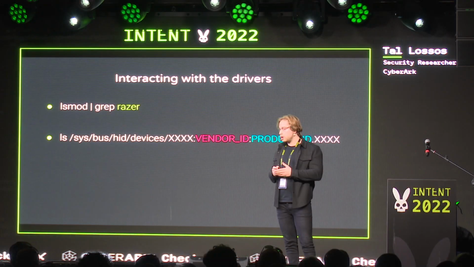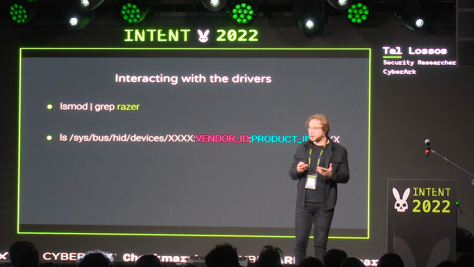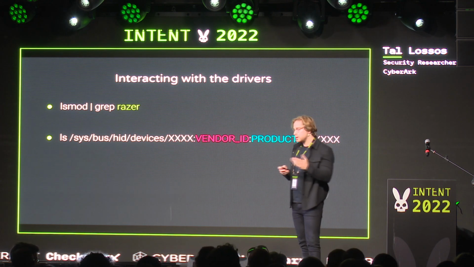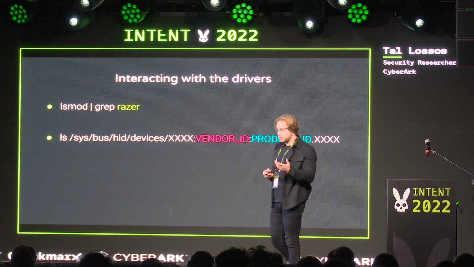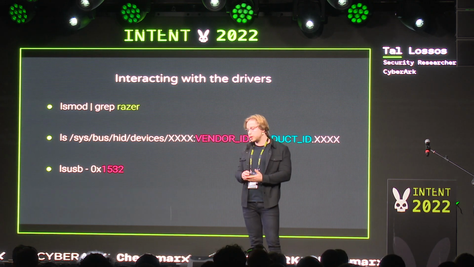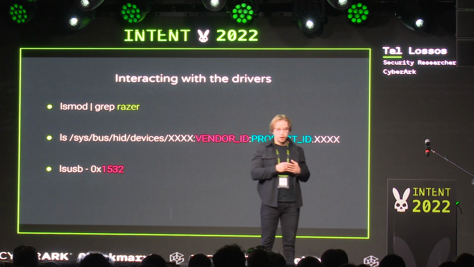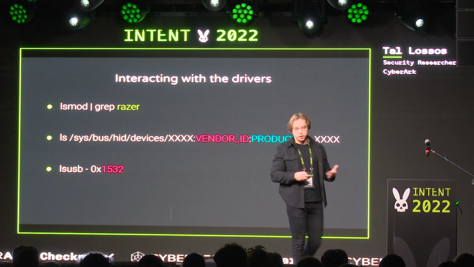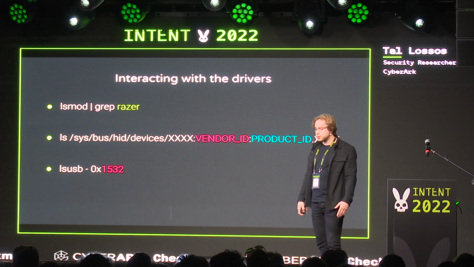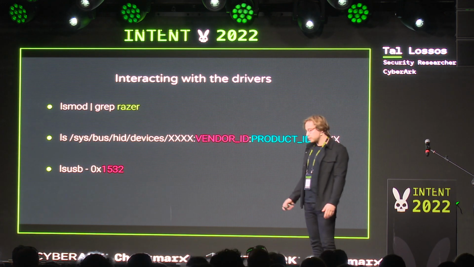For that, because most of the hardware devices are based on USB, we need to know the vendor ID and the product ID of our device. Razer's vendor ID will always be hex 1532. So in Linux, you can just run lsusb and search for hex 1532, and you will easily find your vendor ID and product ID and everything.